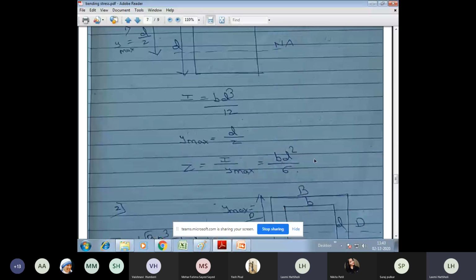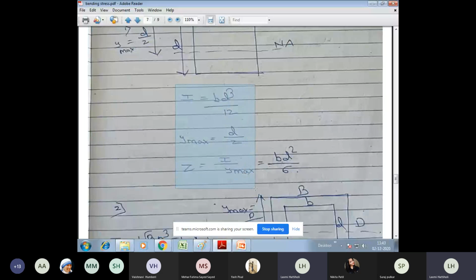So either you remember this procedure or you remember that Z is equal to BD square by 6 for a rectangular section. It is left to you. However you want, you can remember this. Either you remember this part or you remember Z is equal to BD square by 6.